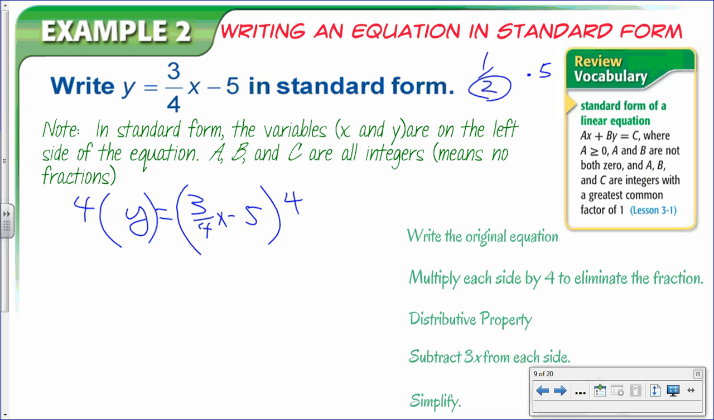Okay, so now left to right, working from here and moving that way. 4 times y is 4y, bring my equal sign down. What's 4 times 3/4? 3. 3 what? What else I gotta bring? Oh, 3x.